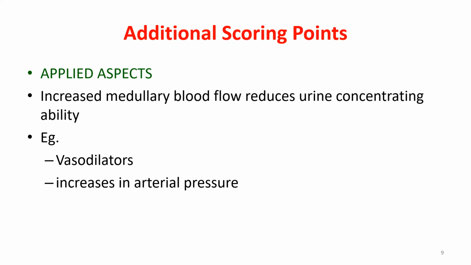So what will happen if the medullary blood flow is increased? If the medullary blood flow is increased, it will actually decrease the urine concentrating ability. Okay, it reduces the urine concentrating ability. Such situations occur when the patient is taking some vasodilators. So when there is vasodilatation as well as when there is increased arterial pressure, there will be more movement of blood. So what will happen? Because of that increased flow, there's a tendency for the solutes to just wash off. So that is the importance of the sluggish blood flow of the vasa recta. So these are a few additional scoring points.